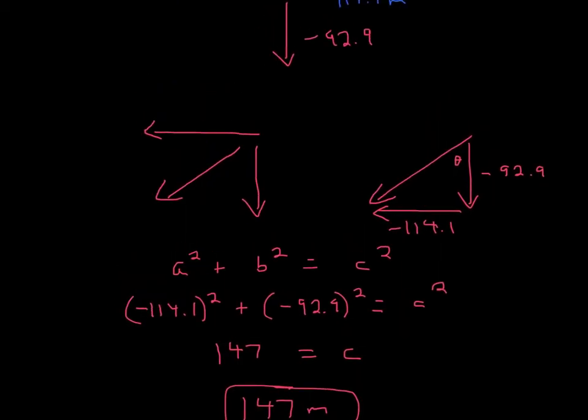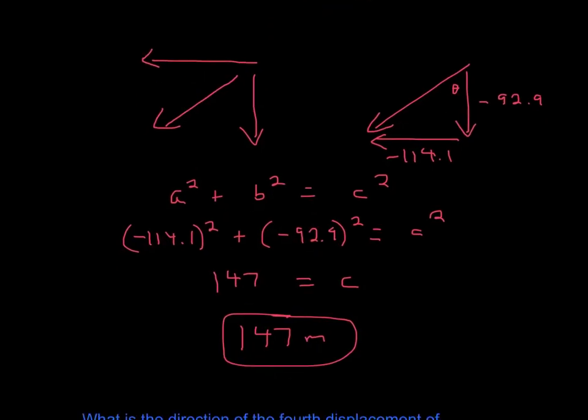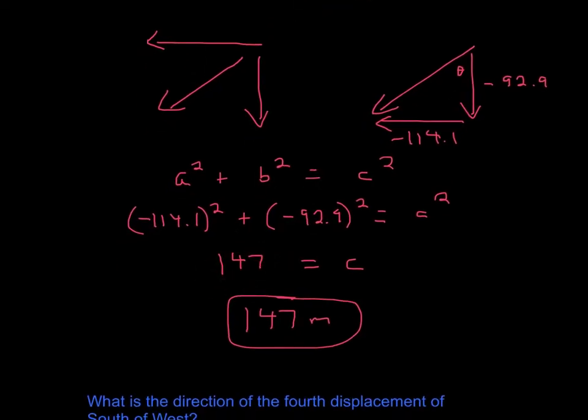So how we're going to do this is, since we have two sides, we're just going to solve for the third side. So that's going to be just Pythagorean theorem. We're going to plug this in, and we get 147. But we weren't done because we know that it'll be positive because it's a length, and that the units will be meters.